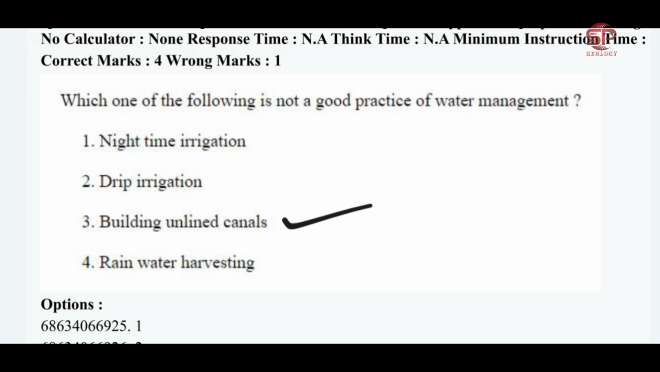So an unlined canal is poorly managed. It is not made of concrete, so there is a chance of water seepage to the underground during flow within an unlined canal. That's why the unlined canal is not a good practice for water management.